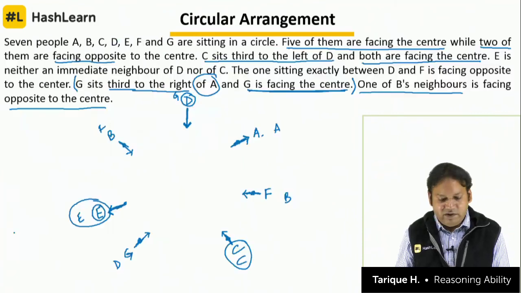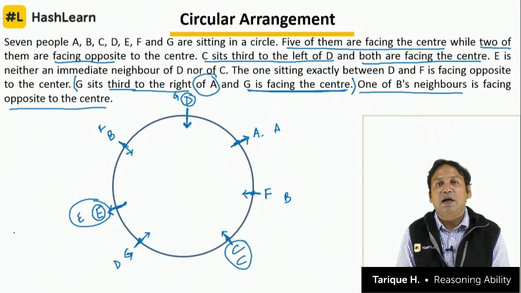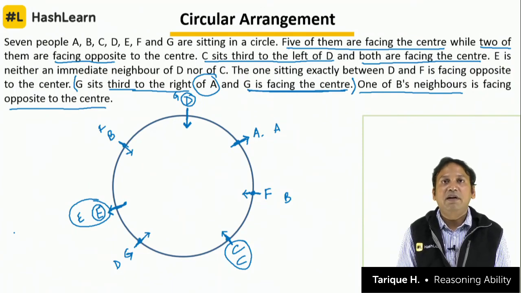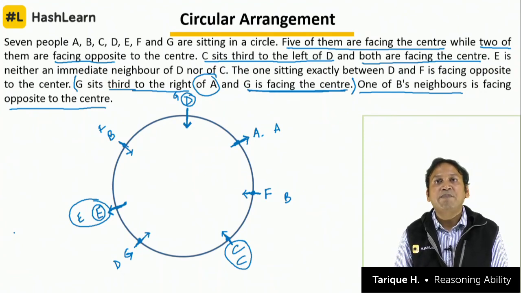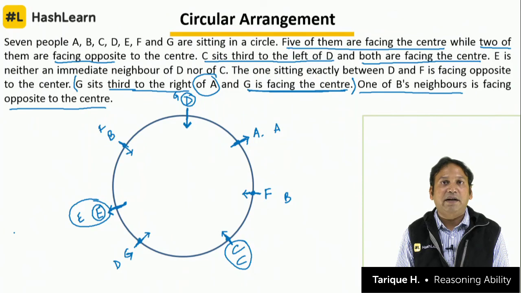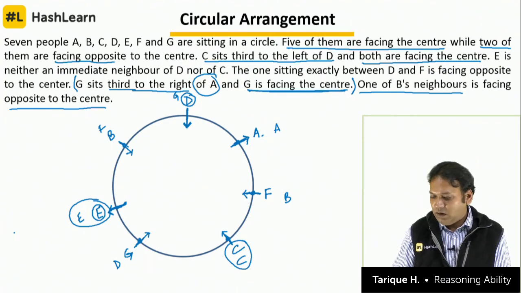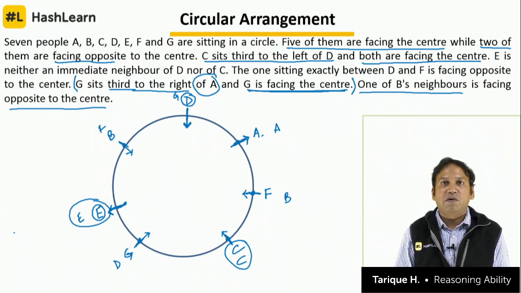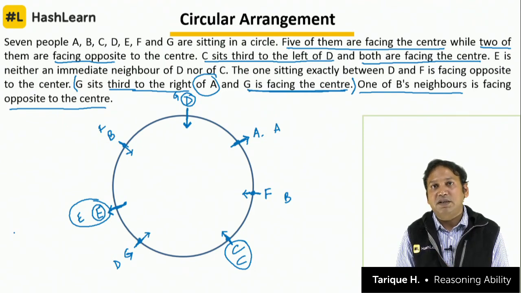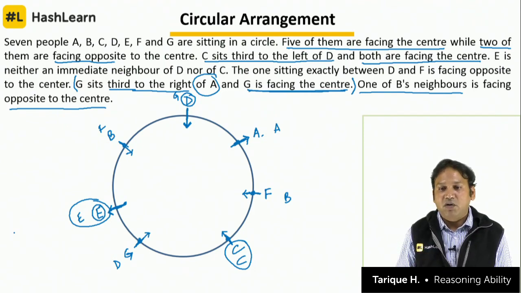So all the questions we are able to answer, we know who is at what position, which side they are facing, and that is what we say is a good level of difficulty in terms of seating arrangement. Now we have questions even more difficult than this, which I will be discussing when I conduct the second session on circular seating arrangement, where we will take advanced level questions from this topic.